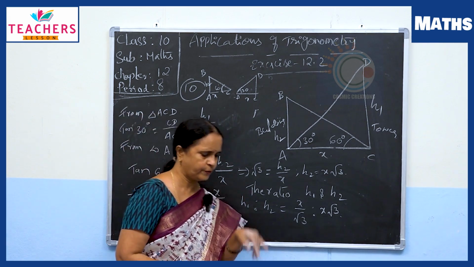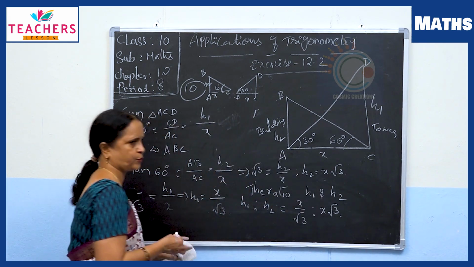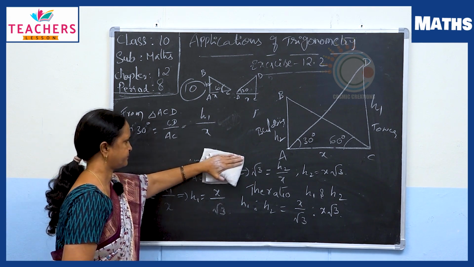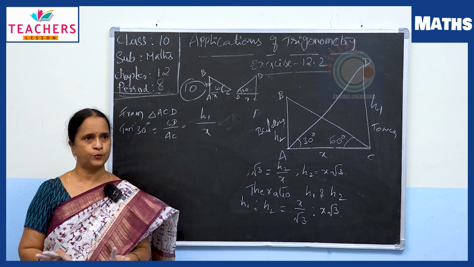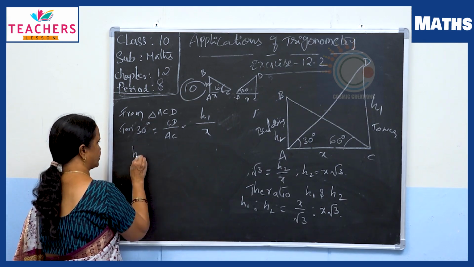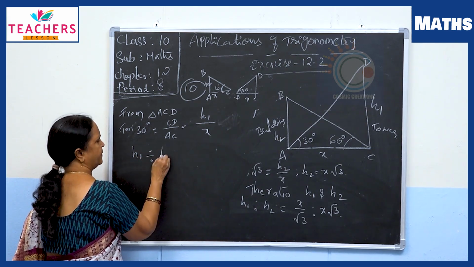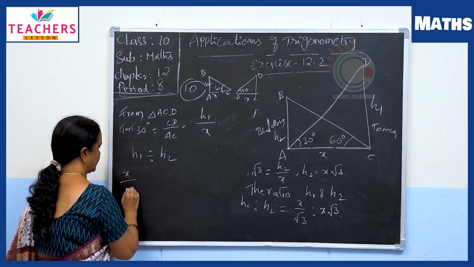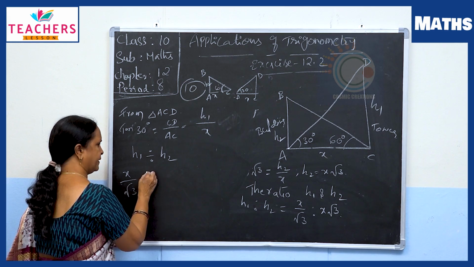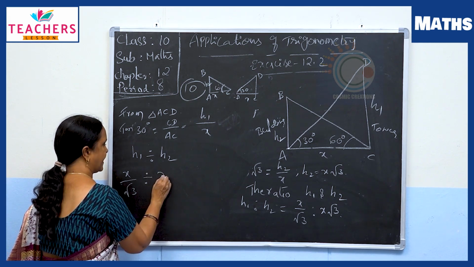Okay, I will let you know one method. It is easy for you, I think. Ratio means nothing but dividing. That you know. H1 by H2, or H1 divided by H2. Here X by root 3 divided by X root 3.